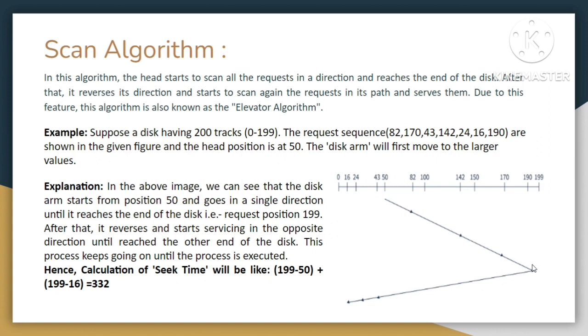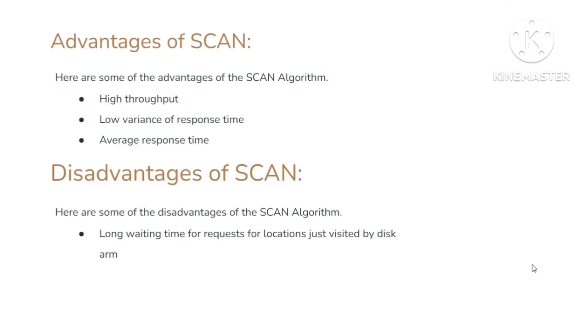So what are the advantages of SCAN? High throughput, of course; the number of requests per unit of time increases. Low variance of response time. Average response time is average. Disadvantages: long waiting time for requests for locations just visited by the disk arm.